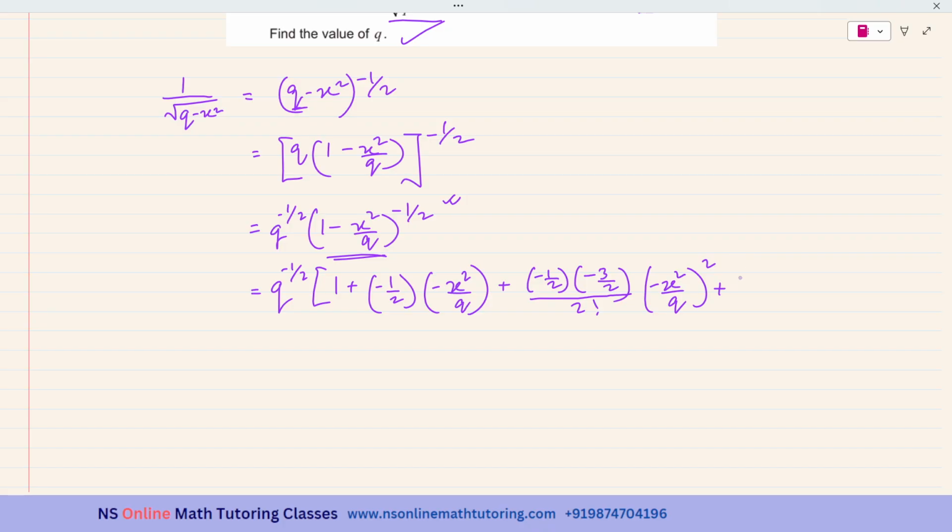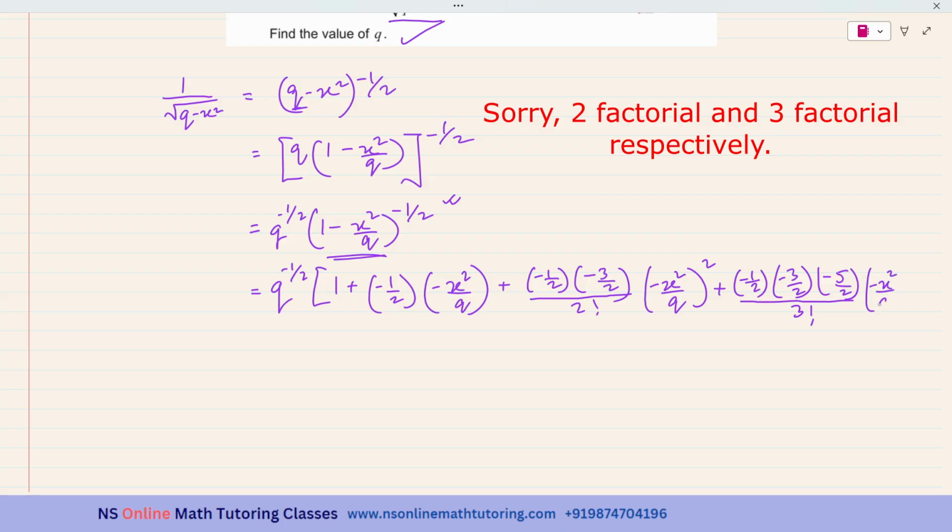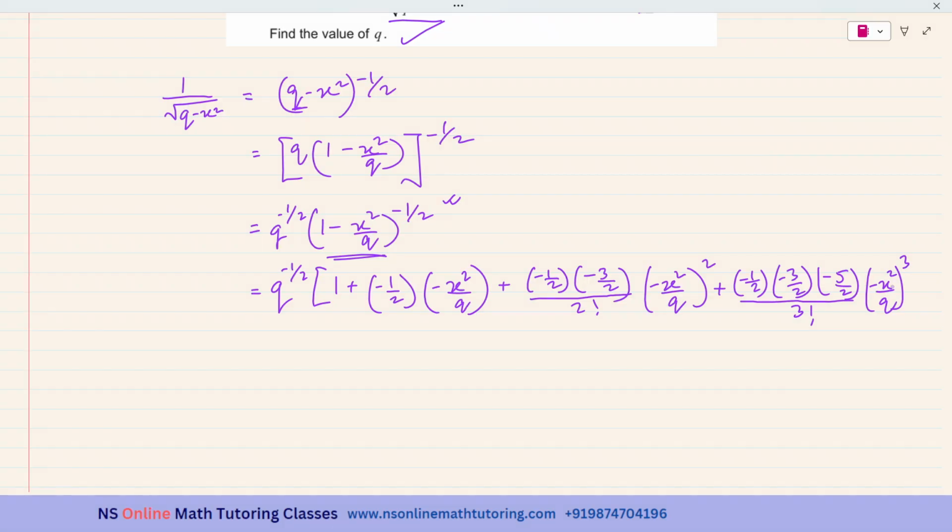Next term, n times n minus 1, which is minus 3 over 2, and n minus 2, minus half minus 2 is minus 5 over 2, over factorial 3, and minus x squared over q raised to the power of 3. Now we are getting x to the power of 6, since x squared raised to the power of 3 is x to the power of 6. And of course, there is the minus sign. Minus 1 cubed is minus. And plus dot dot dot.